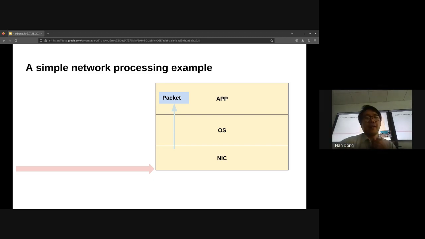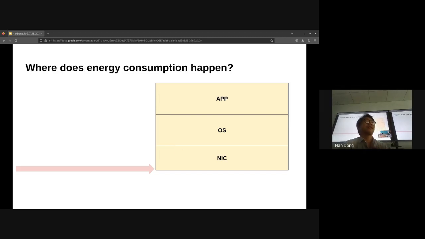The question we're interested in exploring is where does the energy consumption happen in this very simple example? The first is very simple, which is that if there's no packet and no work to be done, your processor is mostly idle. It's just waiting for incoming packets, right? And usually that's what they call idle sleep states that the processor gets put into, where it still consumes energy, but at a much lower rate.